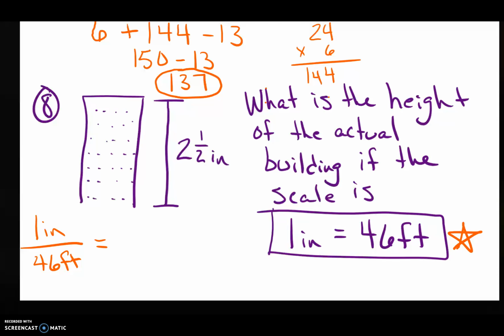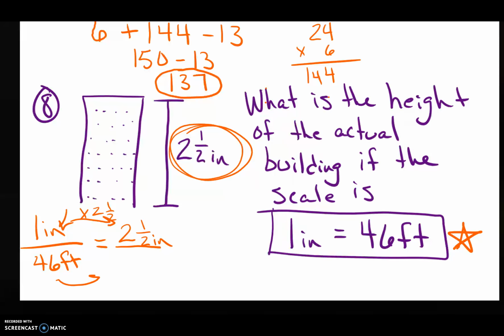I'm going to make an equivalent fraction, or if you did a table, it would be the second column of your table. And I know this about the scale drawing. I know that it's 2.5 inches tall, so that number goes on the top because I chose to put inches on the top of my original ratio. So then I ask myself, 1 times what is 2.5? Well, anything times 1 is itself. So we're going to multiply by 2.5.